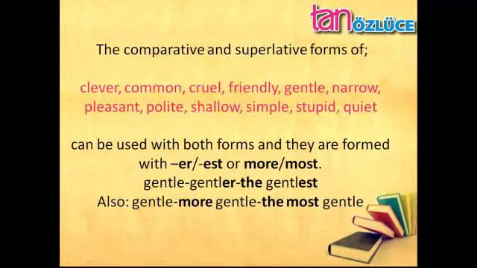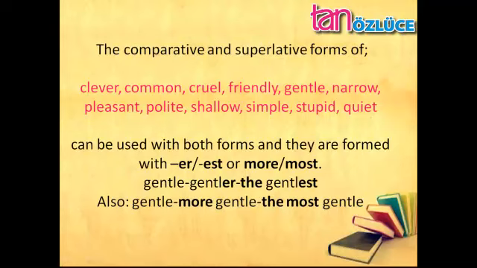I can say here adjectives that end in er, le, or ow. For example, gentle, narrow. As these end with these endings, we are going to make it er, est. But if you said the most gentle, nothing happens. You can use both forms, okay? There is no problem. And now lastly, I will focus on the exceptions.